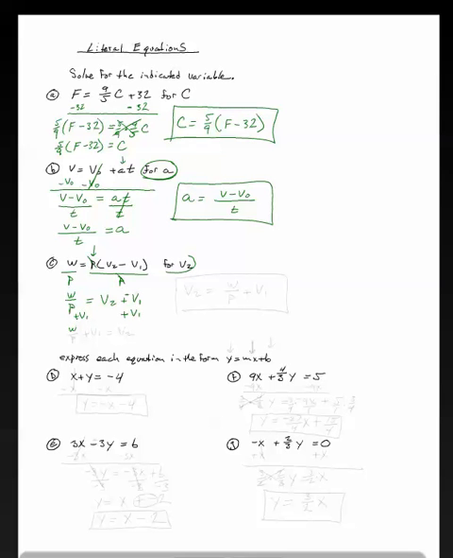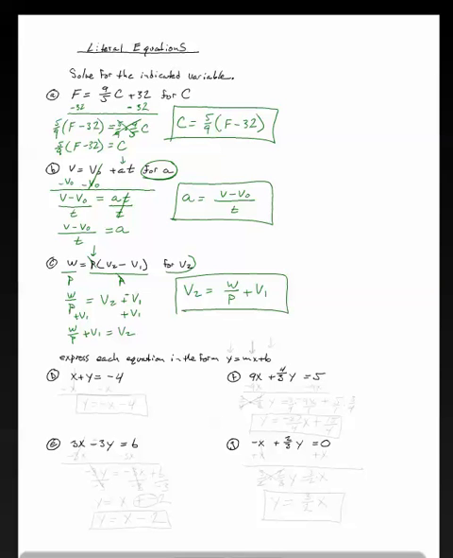So that gives me w over p plus v1 equals v2. And v2 is now all by itself. I just have to switch sides of the equation. So I've got v2 equals w divided by p plus v1.